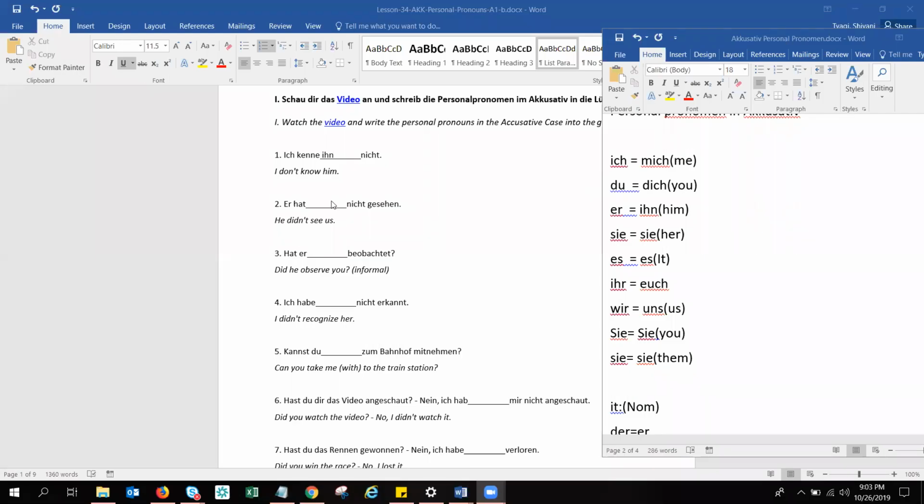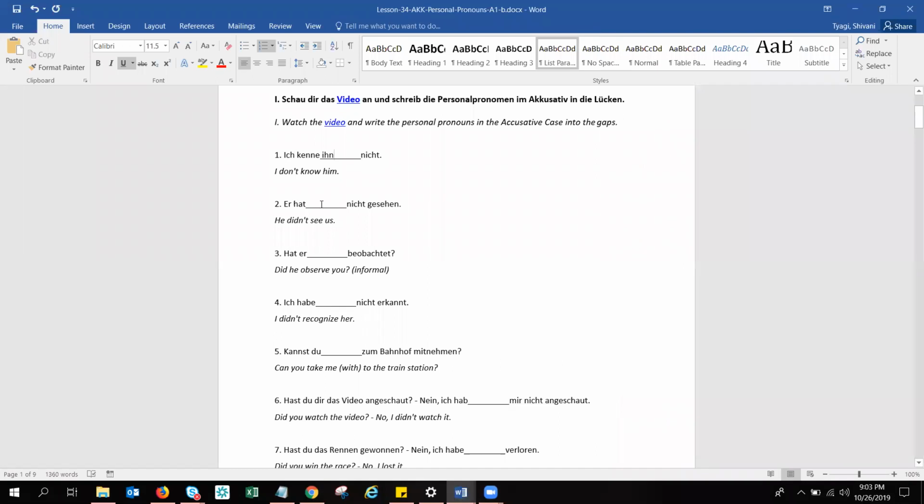Okay, is it visible? Er hat uns nicht gesehen. Yeah, er hat uns nicht gesehen. He didn't see us. Okay, next, Sombabu.